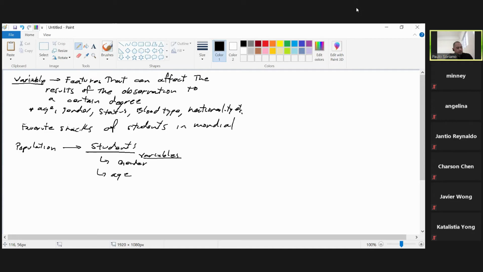Okay. So what we have there is data, population, sample, and variable. These are the most basic terms that you will be encountering. But at least you know what they are. Okay, next.